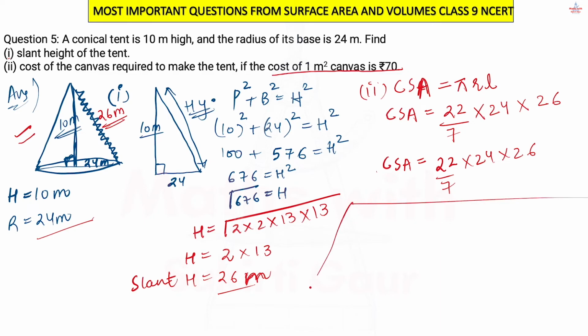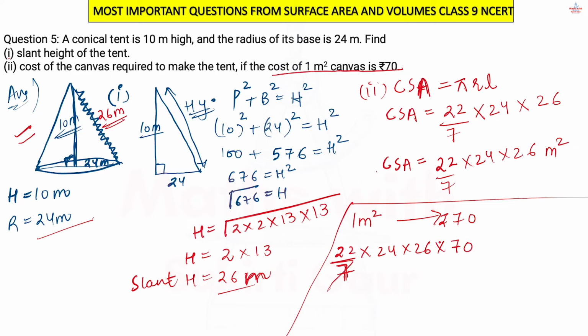We still have to calculate the cost part, right? They have given you that 1 meter square of canvas will cost you rupees 70, right? And we have got this much meter square curved surface area. So for this much area, 22 upon 7, we will just multiply. Yes or no? So for this much area, we will multiply with the cost of 1 meter square. Now cancel it. See, here we were not getting anything to cancel. So this would have taken a lot of time.